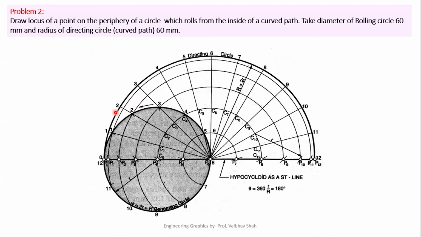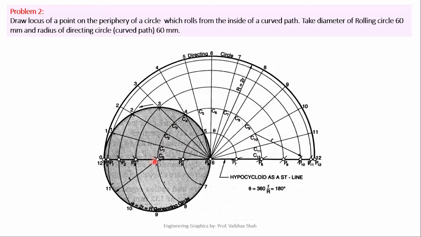After dividing this directing circle into 12 equal parts, let us draw lines joining the center of your directing circle to part number 1, part number 2, part number 3, part number 4. Draw a line from the center point to part number 5, part number 6, part number 7, center point to part number 8, part number 9, part number 10, and part number 11. Now the next task is to define this circular center line.